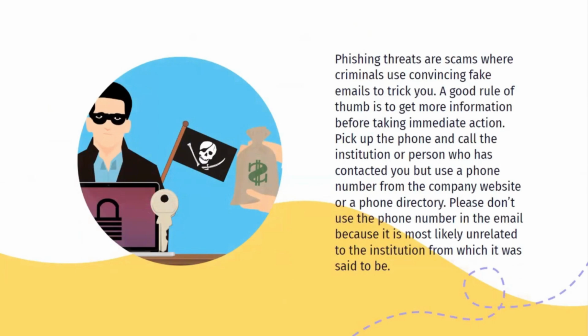A good rule of thumb is to get information before taking immediate action based on what is being said in that email you are receiving. Pick up the phone and call the institution or person who has contacted you, but use a phone number from the company website or even a phone directory. Please do not use the phone number in the email thread because it is most likely unrelated to the actual institution.